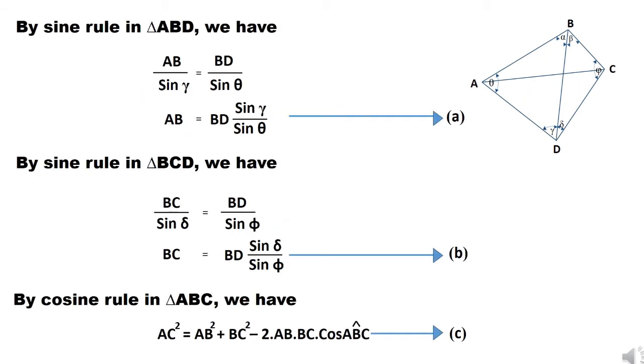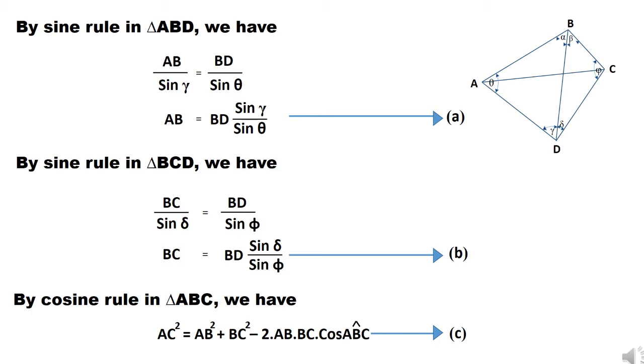Now applying the sine rule in ABD triangle, we have AB divided by sine gamma equals BD divided by sine theta. Then AB equals BD into sine gamma divided by sine theta. It's noted as equation A. Similarly, applying sine rule in BCD triangle, we have BC divided by sine delta equals BD divided by sine phi. Then we have BC equals BD into sine delta divided by sine phi. It's noted as equation B.